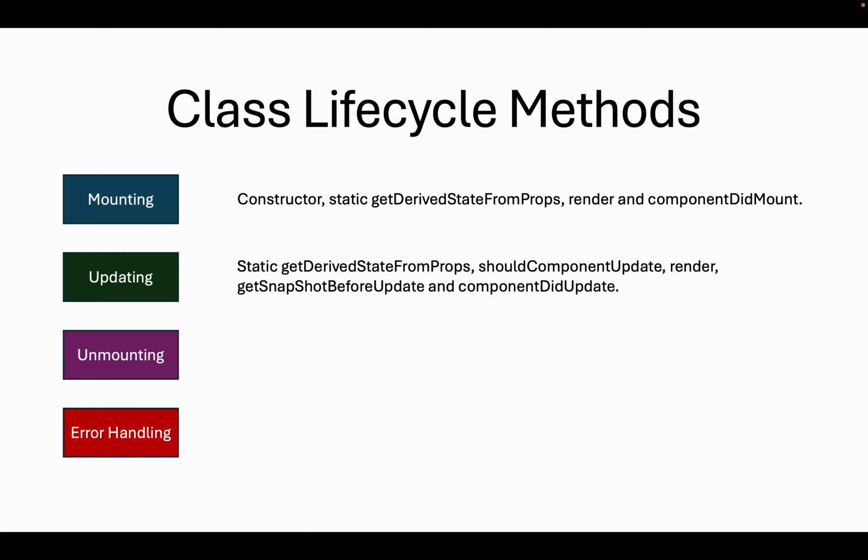Thirdly, in the unmounting phase, we have just one method available, named componentWillUnmount. In case you want to achieve any functionality while unmounting a component, we can use or override this method. In case of error, we have two different methods, getDerivedStateFromError and componentDidCatch. So we can handle the errors, or show a message in case of errors, in these two methods.